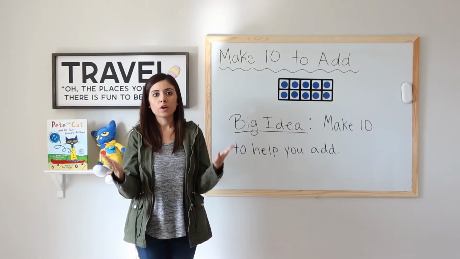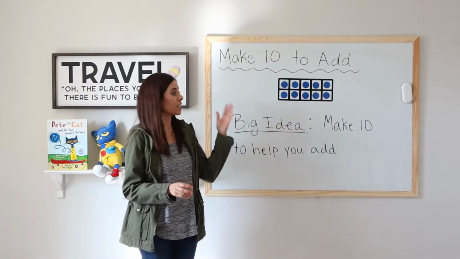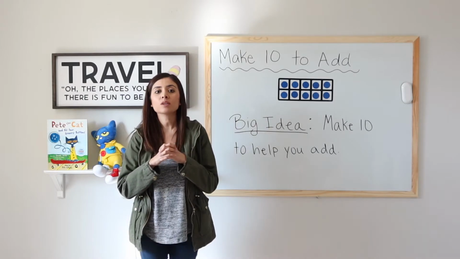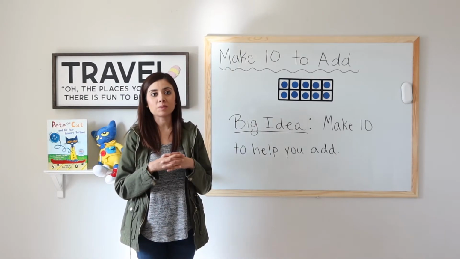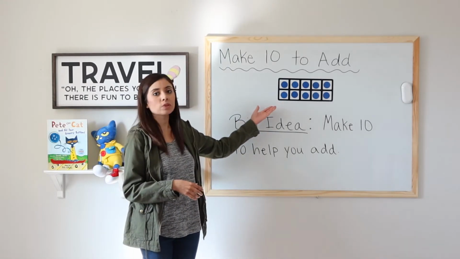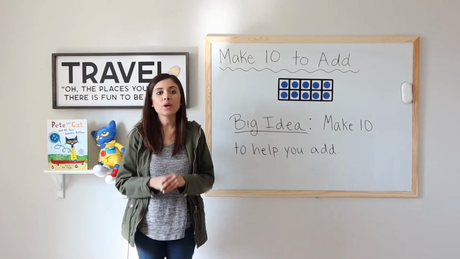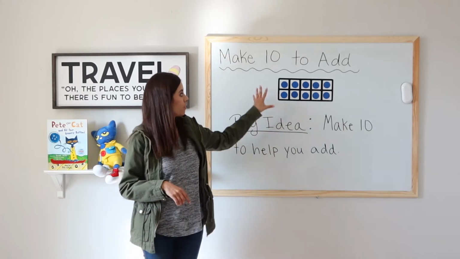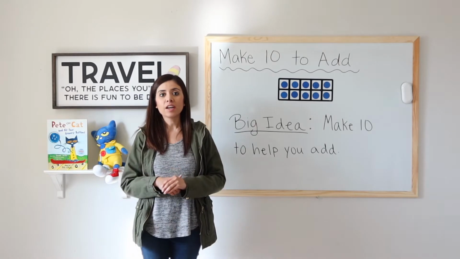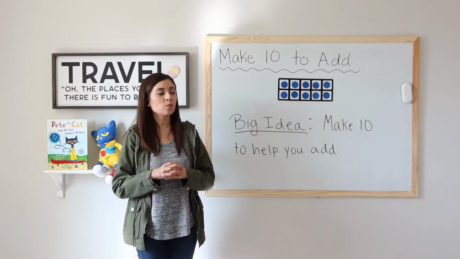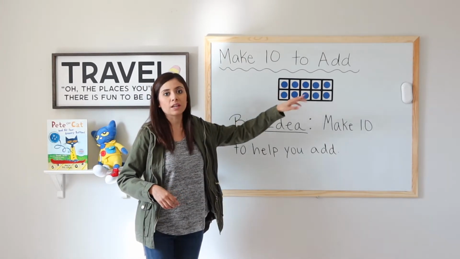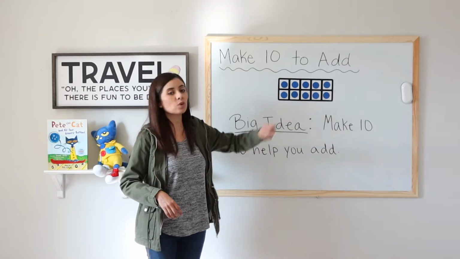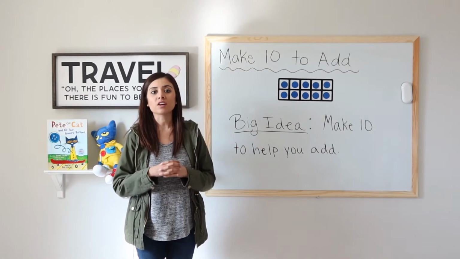Good work. Okay, so for this lesson, here's the big idea. We are going to make 10 to help us add. To do so, we will use a 10 frame. We know that if a 10 frame is full, just like it is here, there are 10, okay? We do not have to count each one. If we see this 10 frame full, we already know that there are 10.